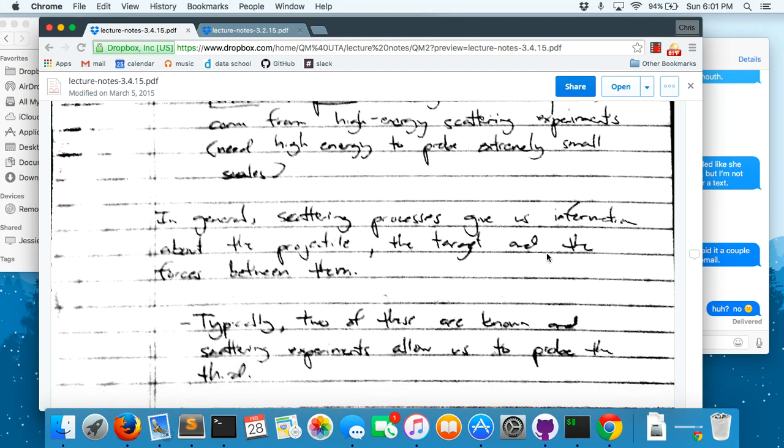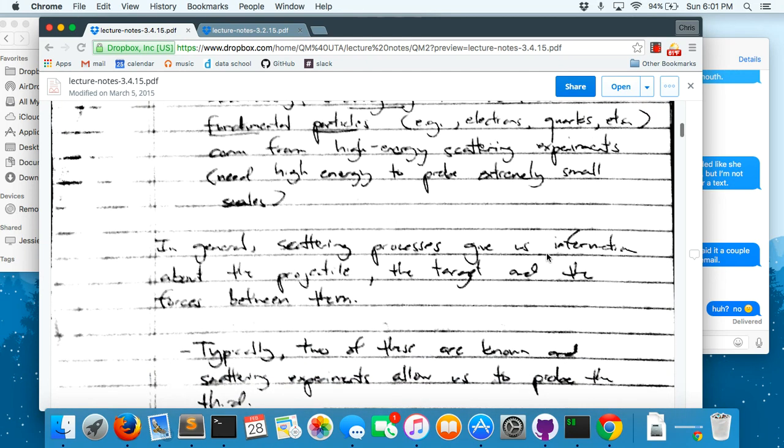So in general, when we do scattering experiments, these experiments are giving us, or can give us, information about not only the target that we're scattering off of, but we could learn something about the projectile, so the particle that we shoot at the target, and the force or forces between the two, right? Between the projectile and the target.